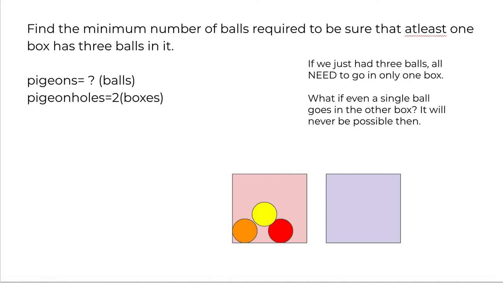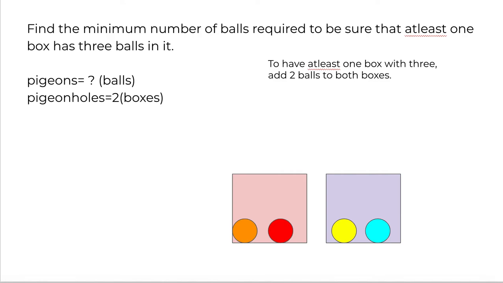All 3 balls would have to go in just the same box, and what would have happened if even a single ball goes into another box? So we would never have a surety that at least one box has 3 balls in it. So let's just say we had one more ball. So we now have 4 balls.